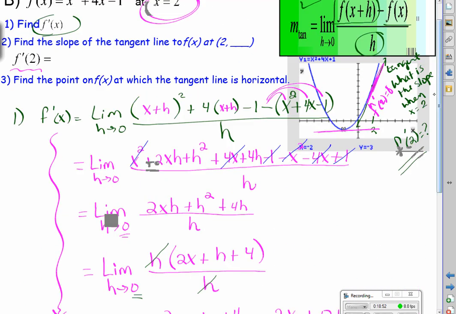Does that look about right for our picture? Well, this is over by 1, 2. This is negative 2. Boom. The tangent line through that point, x equals negative 2, is horizontal.